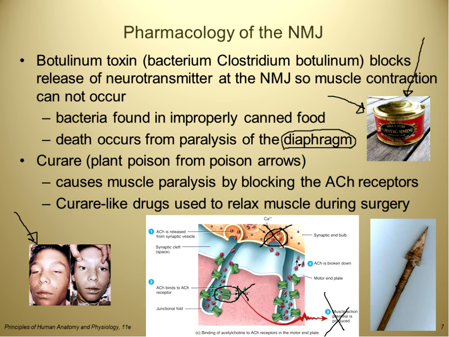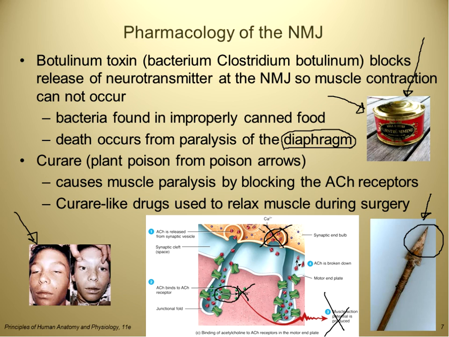Curare does a similar thing, but it does it a little bit differently. You might have heard stories of South American Native Americans who have poison darts, basically. They coat the tip of their arrow with a poison from a plant called curare. And if you get hit with an arrow with curare in it, it'll cause muscle paralysis.